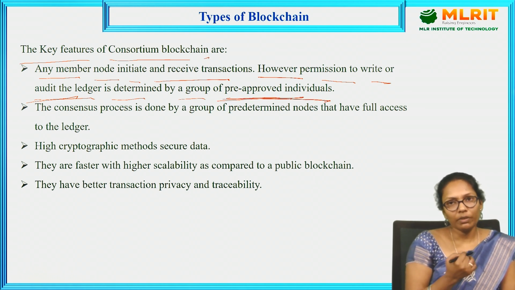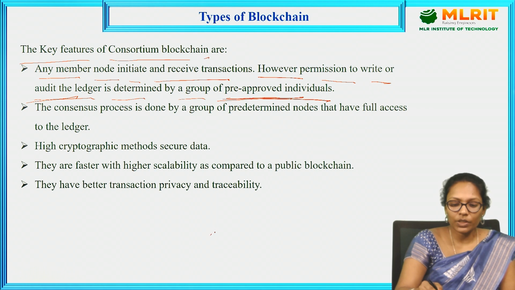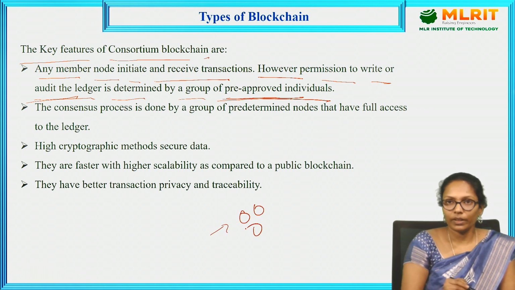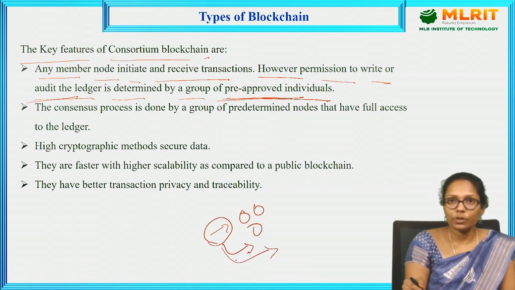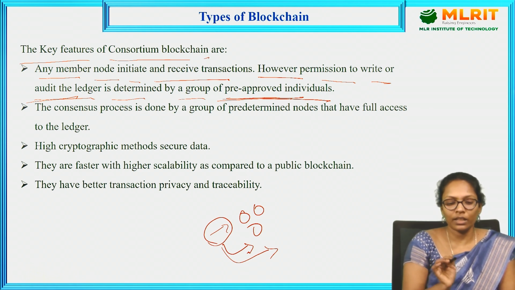For example, if I want to take a leave, I need to take permission only from the MLRIT principal sir. But here, if it is a consortium blockchain, that request will go to all the three principals, right? So here they will decide. Initially they will decide: this request is coming from which college? This should be addressed by which principal? Like that, they will set their own rules initially before creating the blockchain.